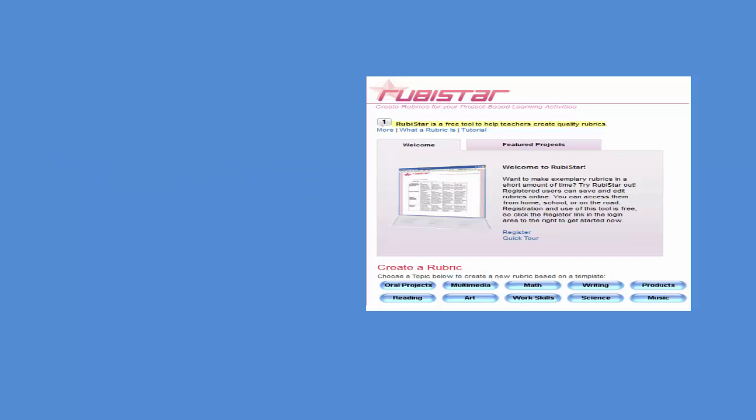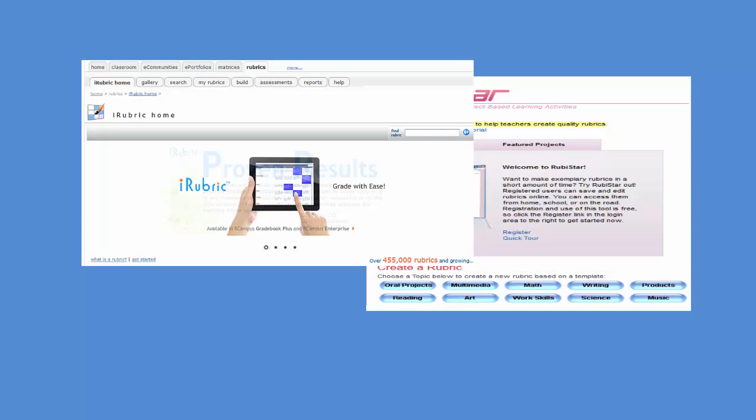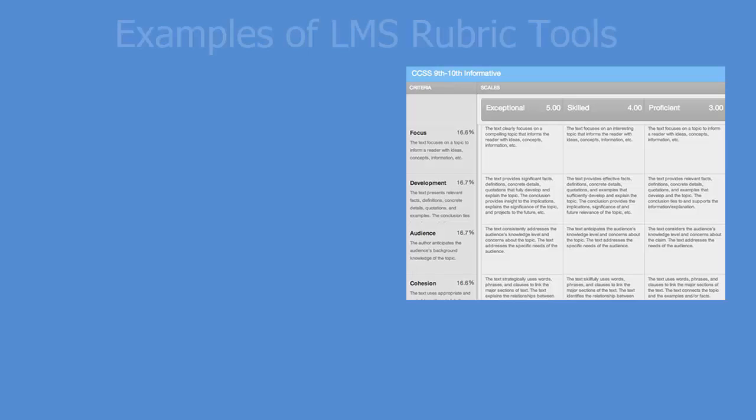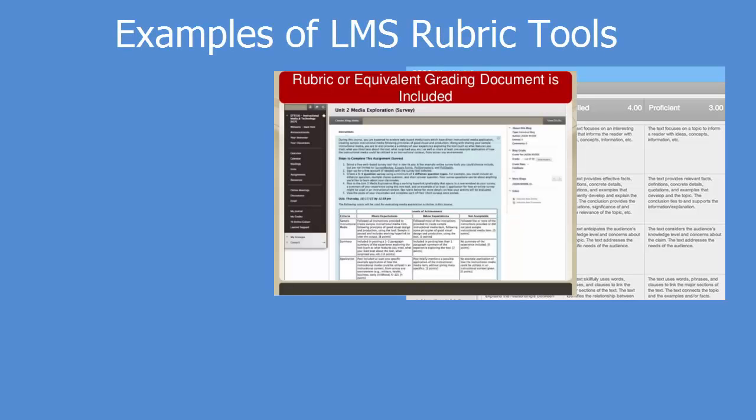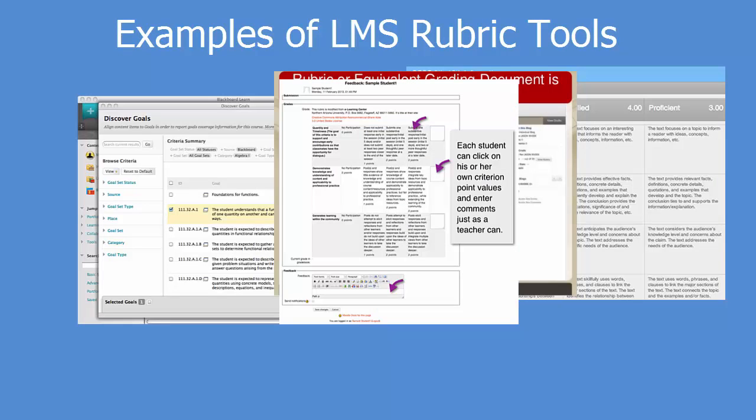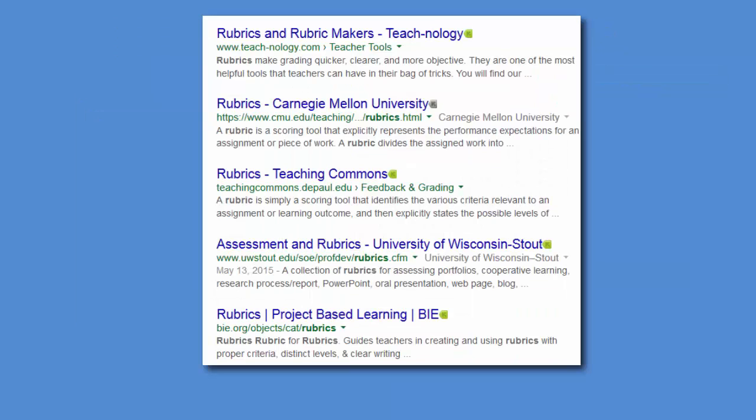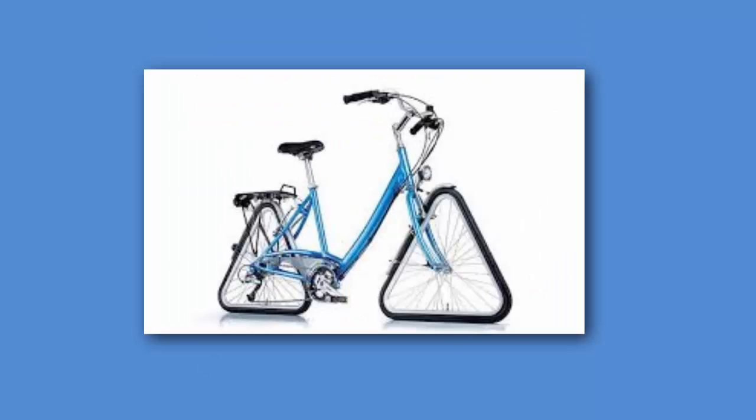There are many rubric creators out there. For example, Rubistar and iRubric are two that come to mind. You may be using an LMS, learning management system, that provides rubrics already. There are also probably millions of rubrics for every possible type of assessment activity available online, and these are only a Google search away. Of course, you can always make your rubrics from scratch, but that's a lot of work and sort of like reinventing the wheel.